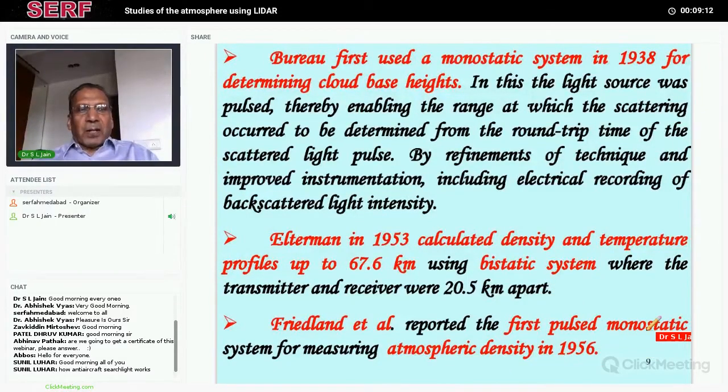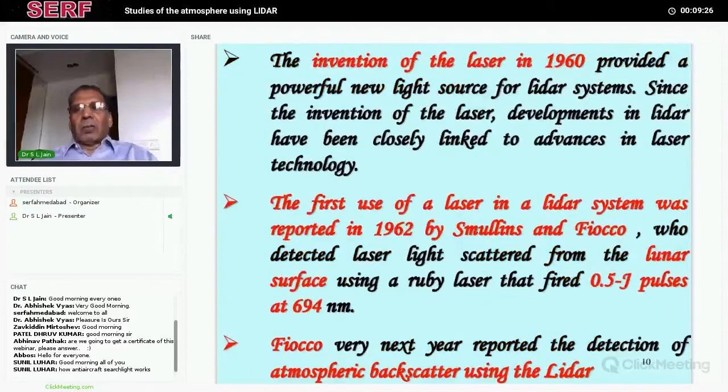Then Friedland et al. reported the first monostatic system for measuring the atmosphere in 1956. So these were the earlier experiments to start the measurement of atmospheric parameters when there was no laser. The invention of the laser in 1960 provided a powerful new light source for LIDAR systems.